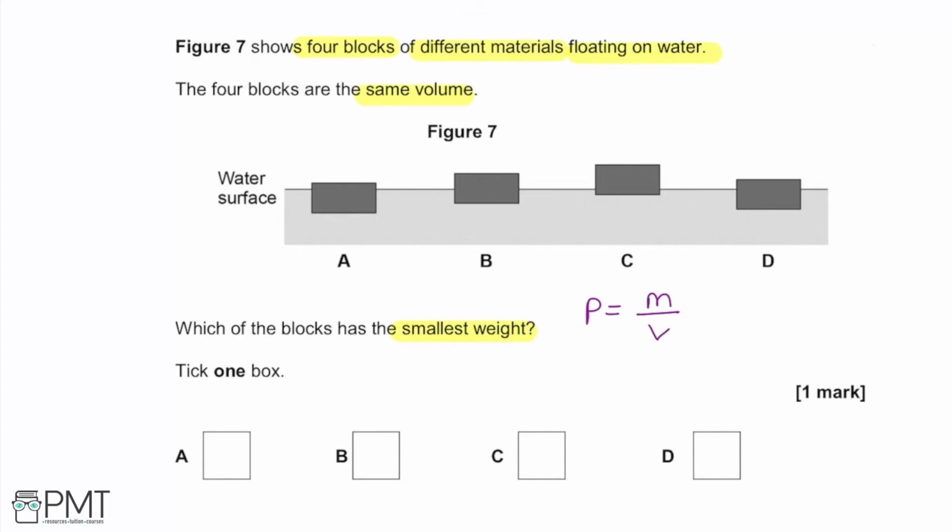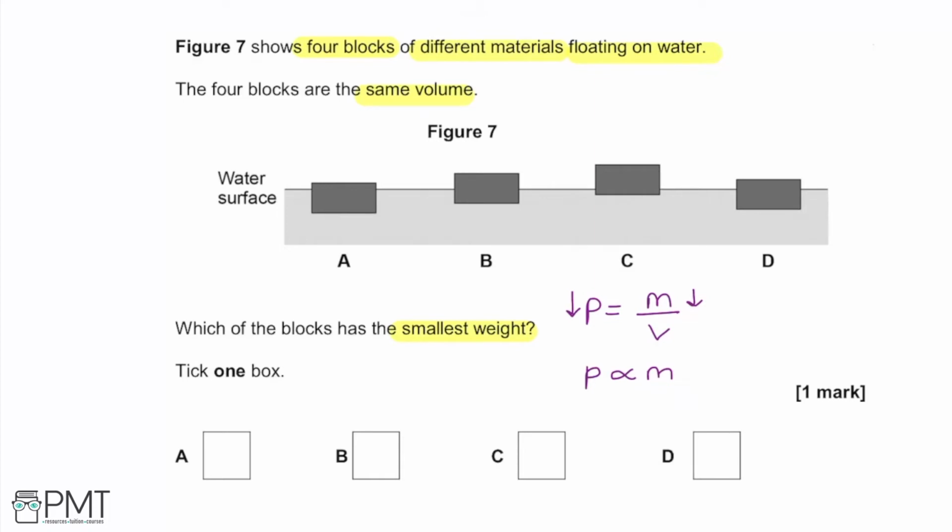So if we're looking for a block with the smallest mass, a low mass here, it's the same as looking for a block with a low density. This is because the density is proportional to the mass, as we can see in this equation here. So the block with the smallest density is going to be the one that has most of its mass above the water, above the surface of the water.